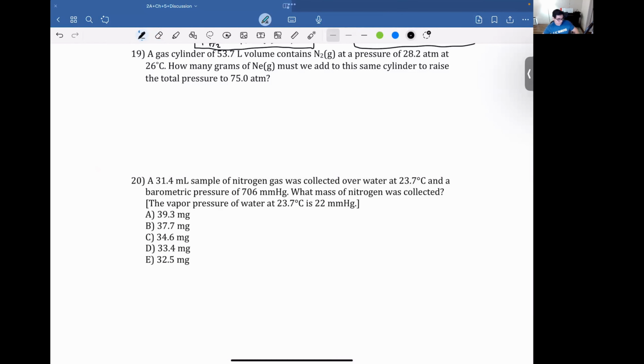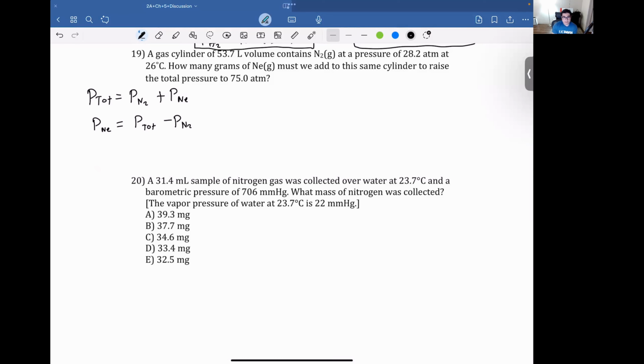All right, number 19. It says a gas cylinder of 53.7 liter volume contains N2 at a pressure of 28.2 atm at that temperature. How many grams of neon must we add to the same cylinder to raise the total pressure to 75? So we know the total pressure is the pressure contributed by nitrogen gas plus the pressure contributed by the neon we want to add. So the pressure of the neon we want to add is going to be equal to the total pressure minus the pressure of N2. Now you could just plug this in. It's going to end up being 75 minus 28.2.